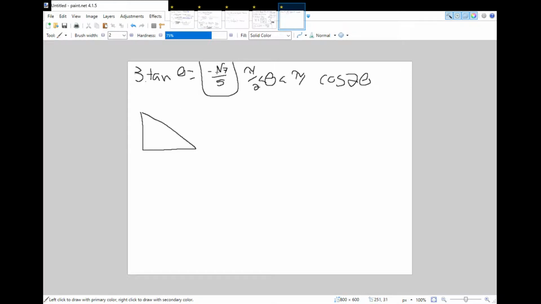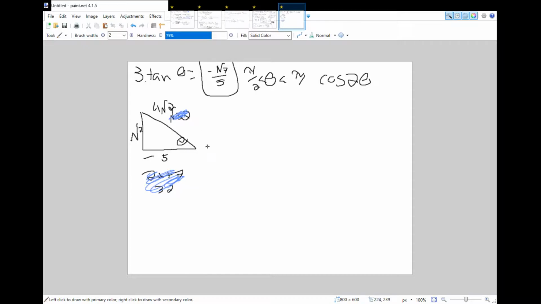So tangent is equal to, what is it? Opposite over adjacent. So if theta is here, we're going to do root 7 over negative 5. So this would be 7. If we square this, because a squared plus b squared equals c squared, 25 plus 7 equals 32. So root 32, which can be reduced to 4 root 2. It's 4 root 2.